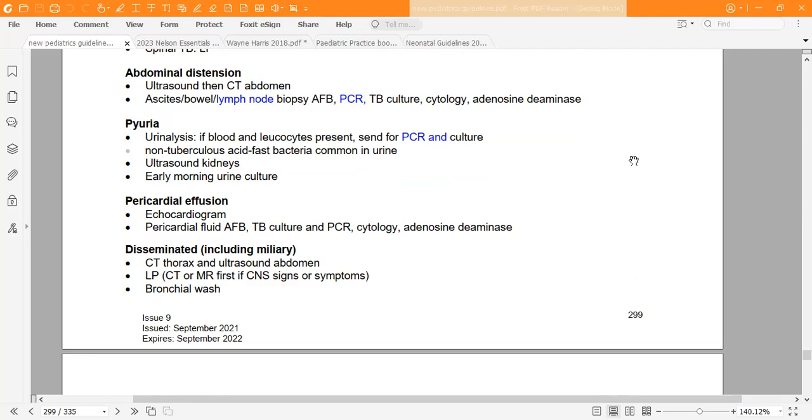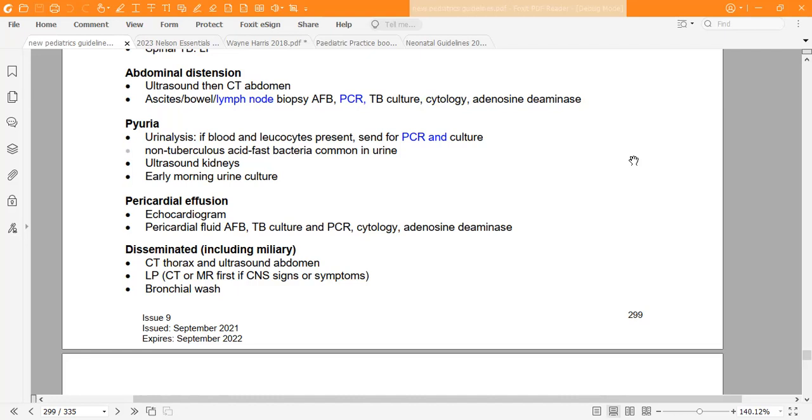Okay. What about the pericardial effusion? I will do echo, basically, pericardial fluid, AFB, TB culture, and PCR, cytology and adenosine deaminase. Disseminated, including miliary TB. I will ask for CT scan thoracic and ultrasound abdomen. Lumbar puncture, CT or MRI first, if seen signs or symptoms.